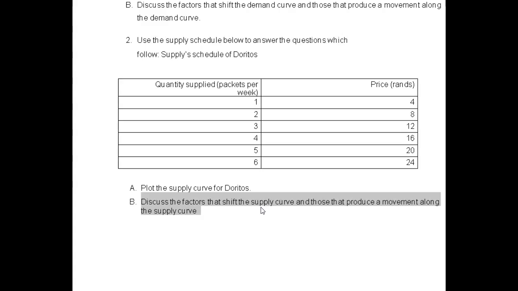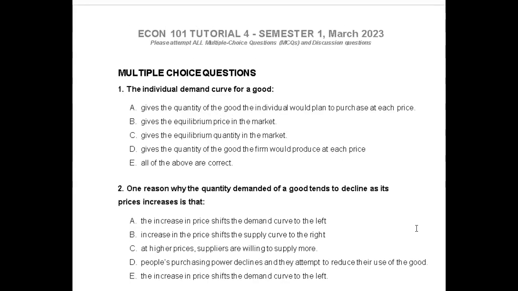And what produces a movement along the supply curve will obviously be price. So if the market price of the product decreases, suppliers will supply less of the product. If the price increases, more suppliers will want to produce that product, right? Okay, so that is tutorial number 4 for Econ 101.